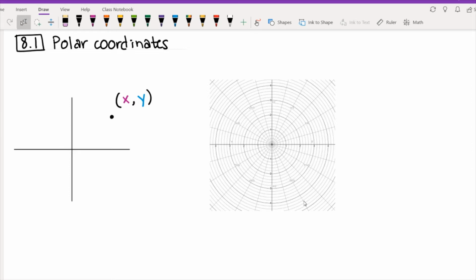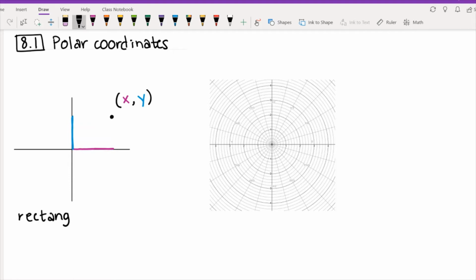So we talked about yesterday how the x part of that really describes the horizontal distance, and the y describes the vertical distance. So you're describing where a point is by describing how far it is to the right or to the left, and then how far it is up or down. So these are what are called rectangular coordinates.